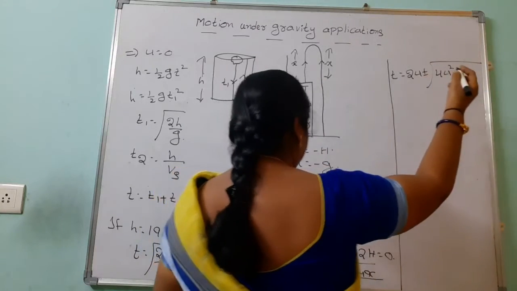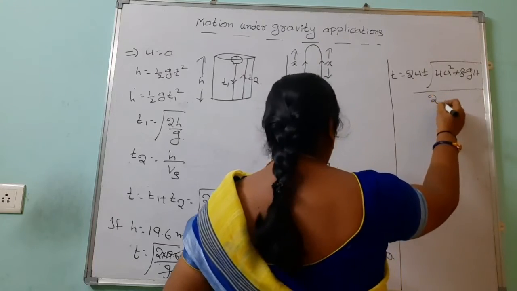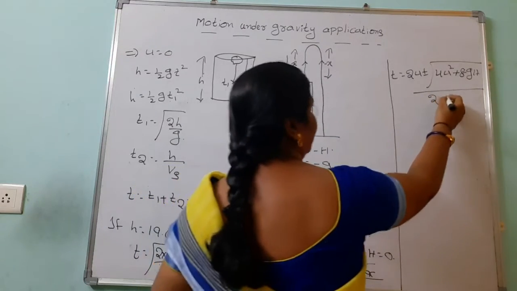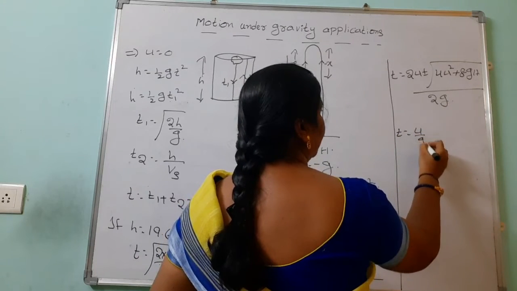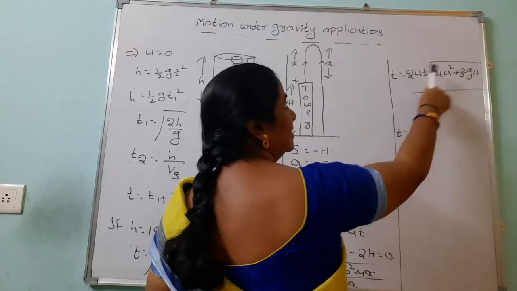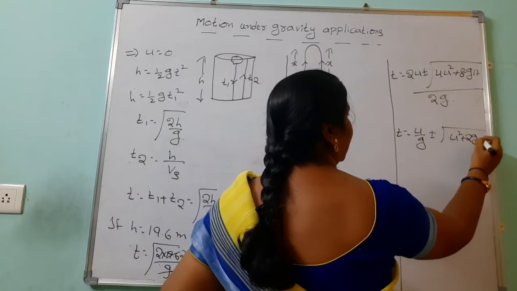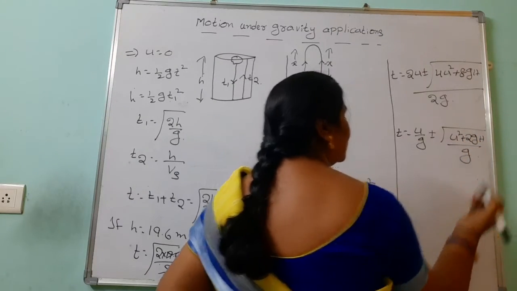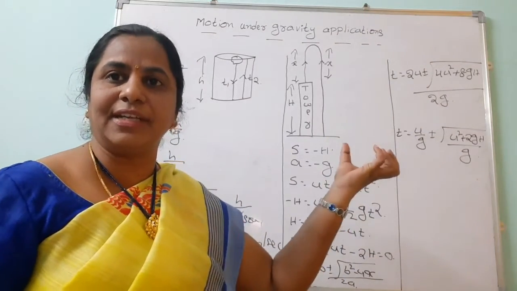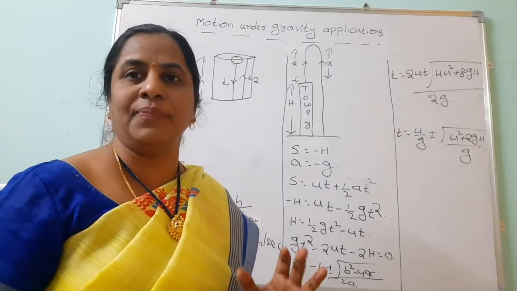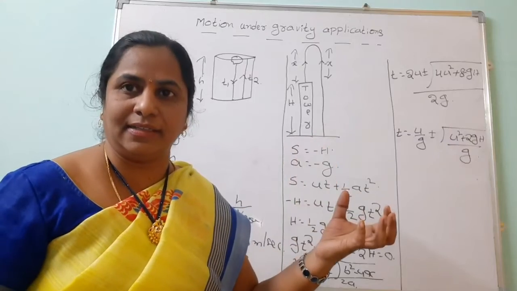Divided by 2 into a, and here a is g. After simplification, t equals u by g plus or minus, here 2 cancels and we take 4 as common, under root u square plus 2gH by g. So this is the time taken to reach the ground when the body is projected vertically upwards from the top of the tower. The same case applies to a helicopter and an aeroplane.